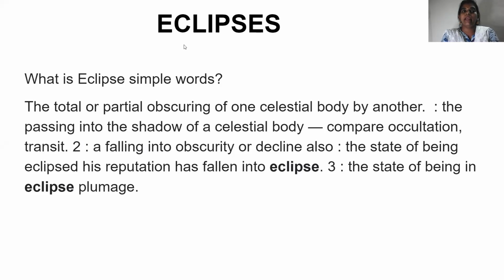What is meant by eclipse? An eclipse, in simple words, is nothing but the total or partial obscuring of one celestial body by another. That means it is opaque, so it will block the light of one celestial body that is passing through another celestial body. When it blocks the light of one celestial body passing through another, that's called an eclipse. The celestial body might be Earth, sometimes might be Moon, right? So it depends upon that.